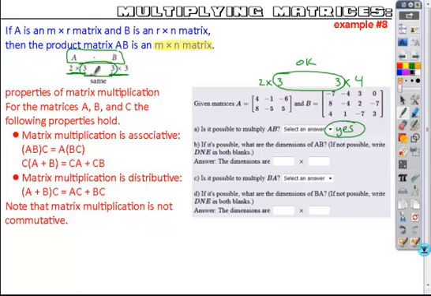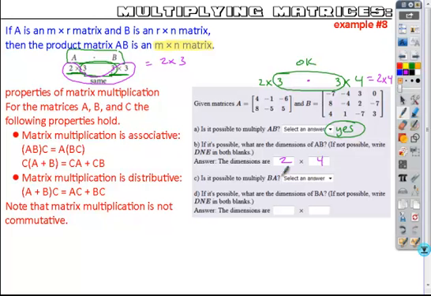The second part to this is, if it is possible, then the dimensions of your solution are going to be the remaining dimensions. So this 2 by 3 times this 3 by 4 is going to result in a 2 by 4 matrix. When you take these two and multiply them, the resulting matrix is going to be a 2 by 4. And that's the question it's asking here: if it's possible, what are the dimensions of A times B? A times B is going to be a 2 by 4 matrix.